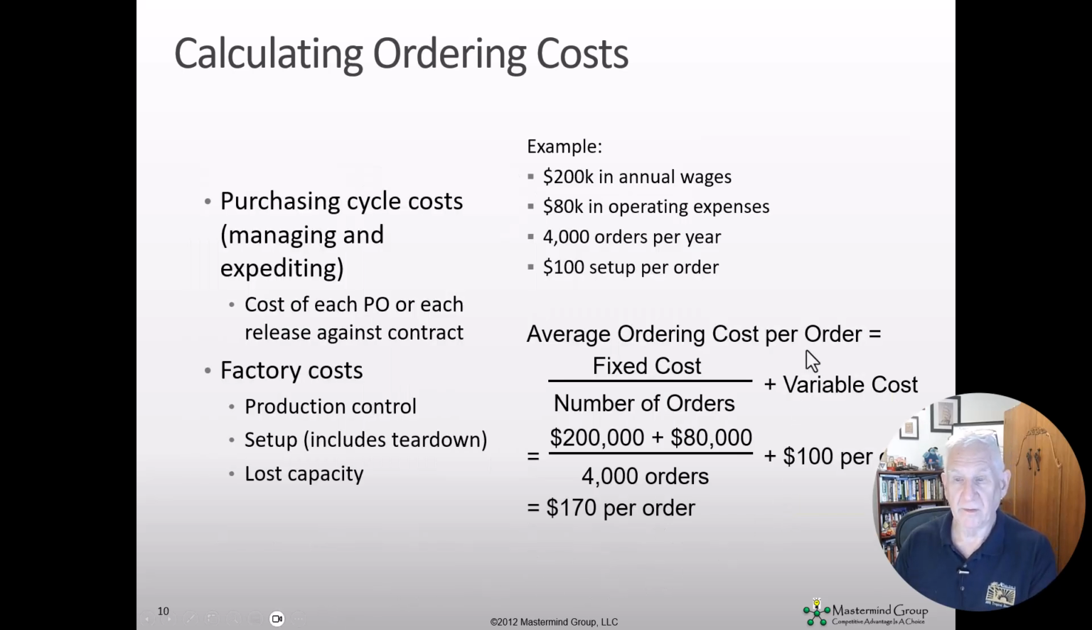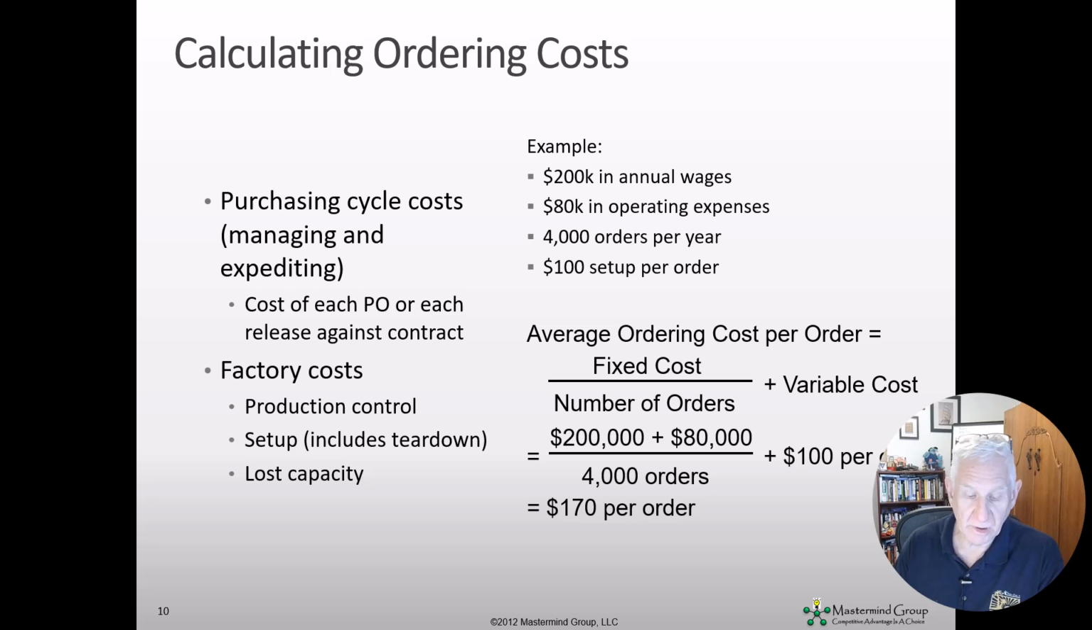Ordering cost is very straightforward: the cost of the organization and operating expenses, and then you've got the number of orders per year, and then you might have some additional setup, which could be a manufacturing setup or it could be a transportation cost related to getting a shipment done.